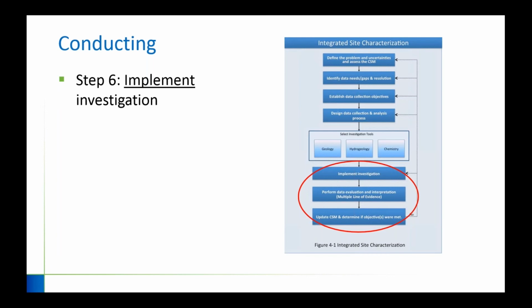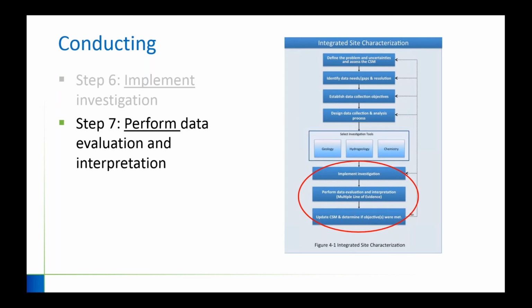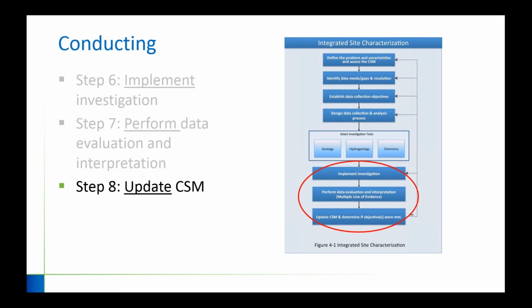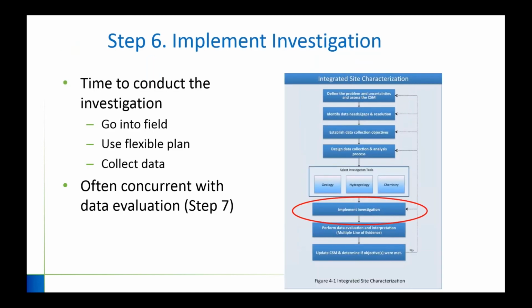All right, so moving down the flowchart to the bottom part, this is what we've heard a lot about already. So I'm not going to talk about the details of how you implement the investigation. I'm going to talk a little bit about what you do with the data that you get. So steps 6, 7, and 8: implementing the investigation, performing the data analysis and interpretation, and then updating the CSM.